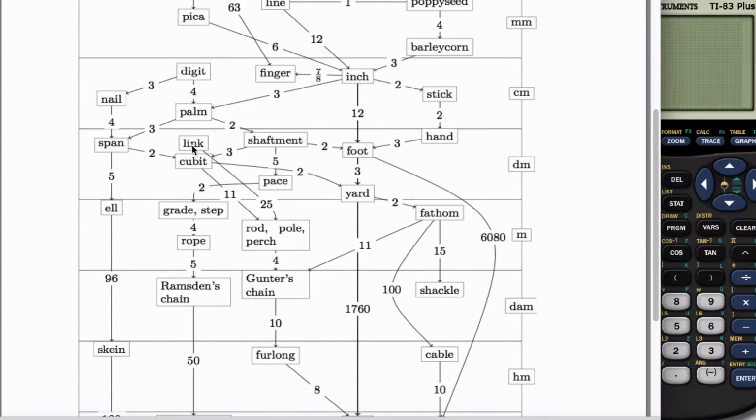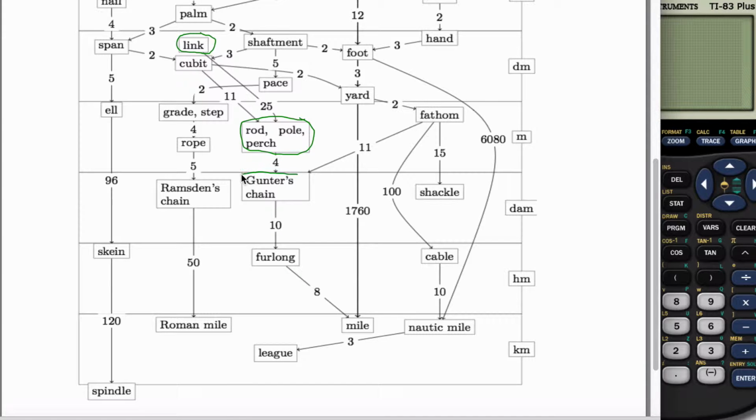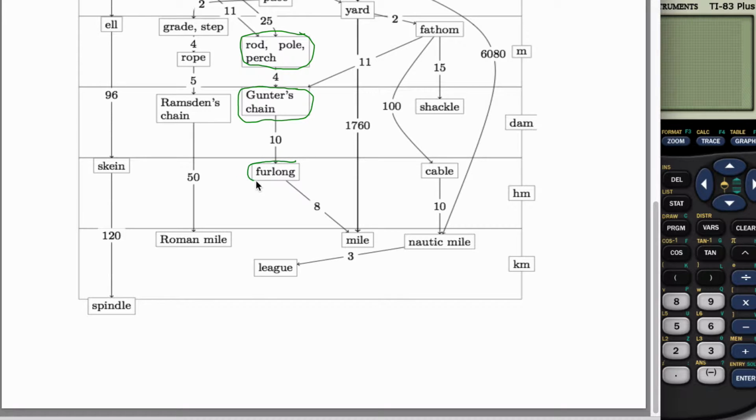Links? The hell is a link? Oh, here we go. Here's a link right here. So the way to read this chart is higher up means smaller. So like an inch is smaller than a foot. You need 12 of these inches to make one of these feet. Similarly, 25 of these links make one of these things. You can call it a rod or a pole or a perch, apparently. News to me. And then 4 of those things make one of these things, these Gunter chains. All right. And 10 of those make a furlong, and 8 furlongs make a mile.